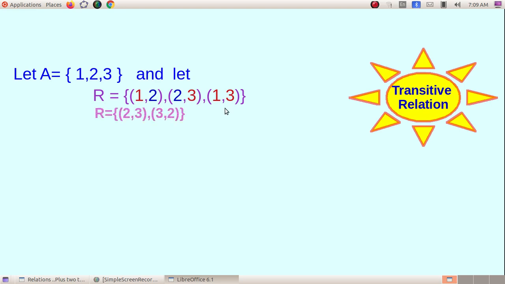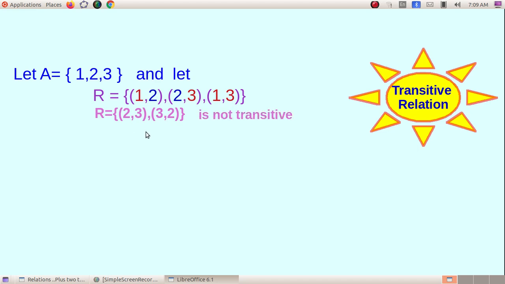Now let us consider another example. R equals {(2, 3), (3, 2)}. Is this relation transitive? Check it. (2, 3) belongs to R, (3, 2) belongs to R. (A, B) belongs to R, (B, C) belongs to R. What about (A, C), which is (2, 2)? Does it belong to R? No. Therefore, this relation is not transitive.